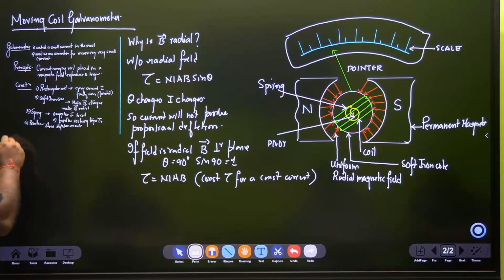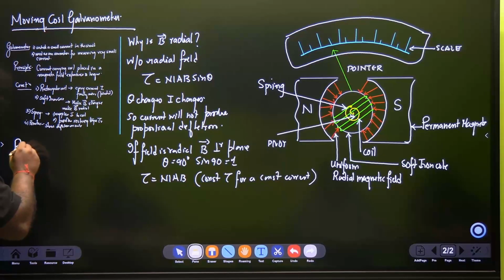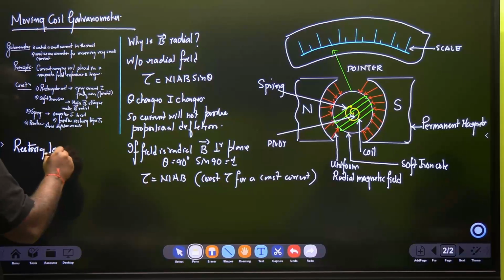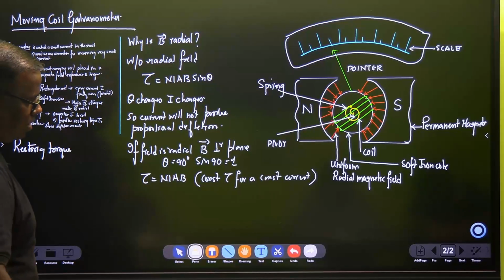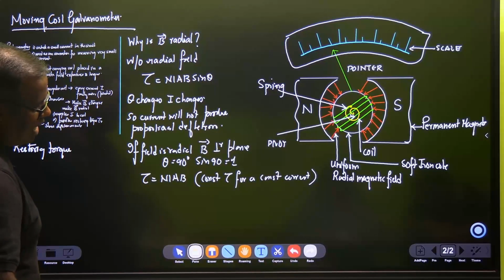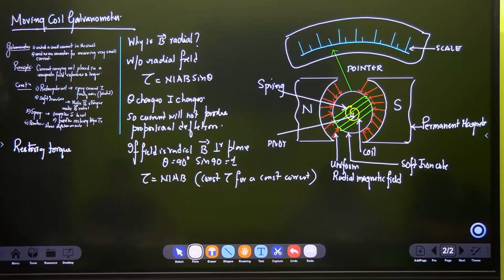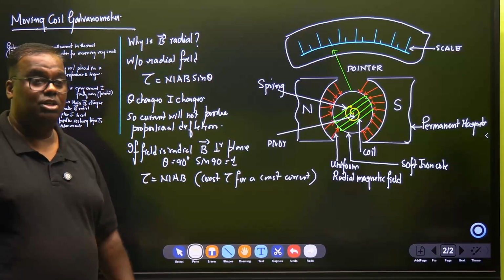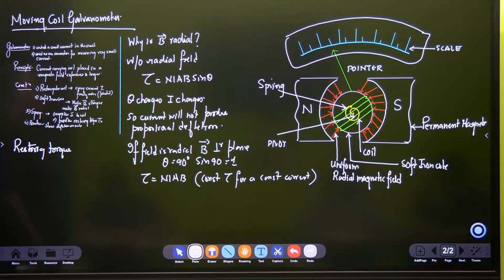Next topic is restoring torque. Force is equal to Kx. In grades 10, 11 you must have written that for a spring, the restoring force is always Kx, where K is the spring constant and x is the displacement. Restoring force. Now you are doing restoring torque.